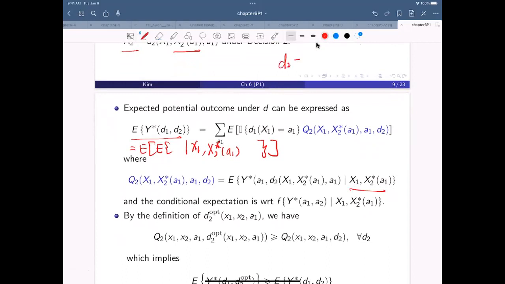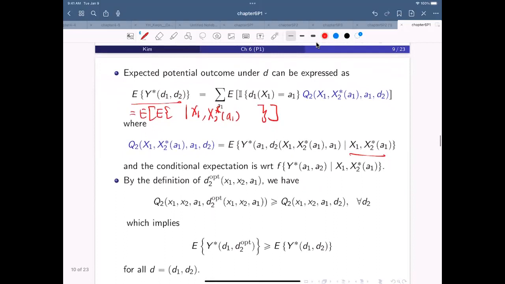D2 is a function of random variables X1 and X2. Start. Yeah, so this D2 is fixed. The random variable changes. So we just do the conditional expectation given this random variable. So the conditional expectation is taken with respect to this potential outcome given, right?